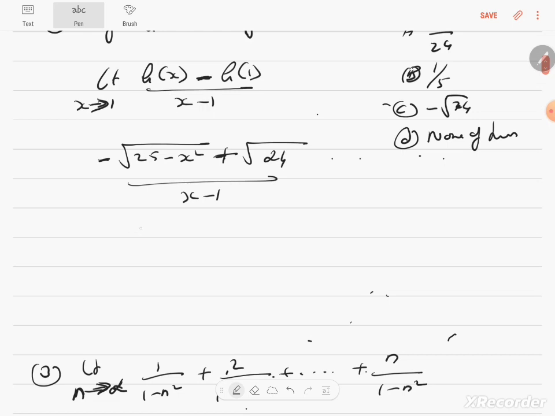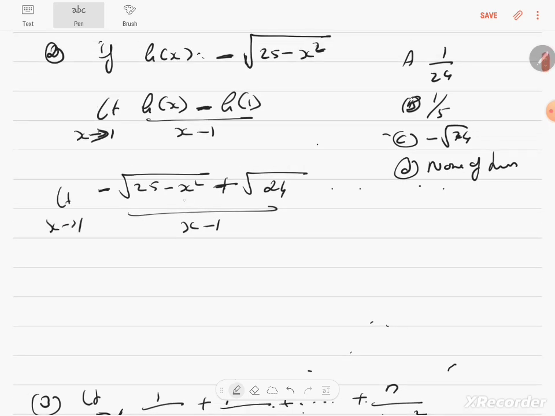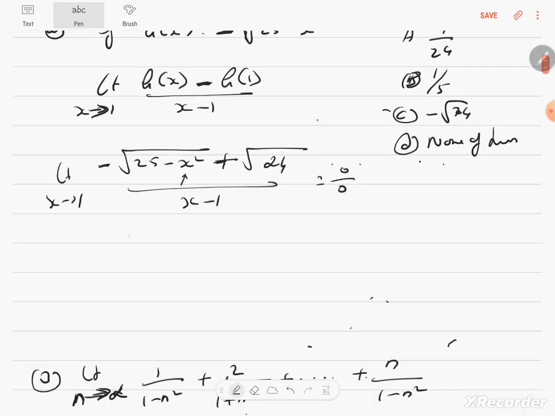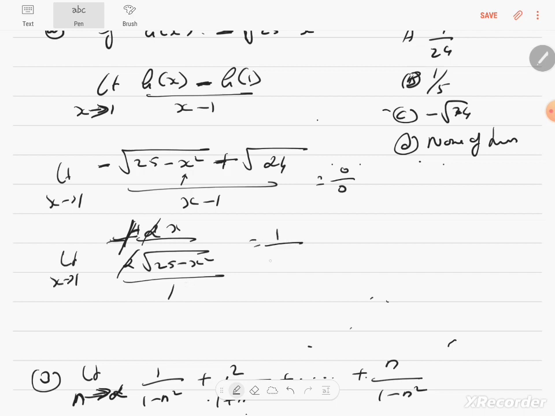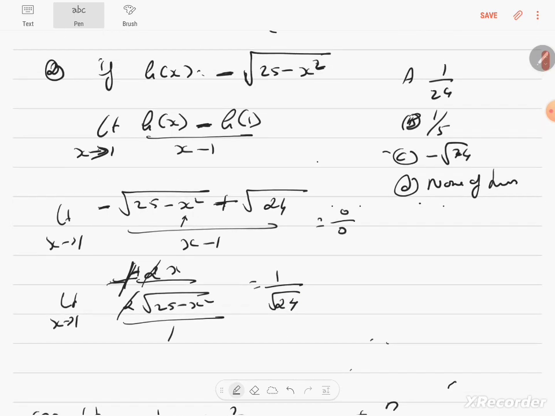So if you put limit x tends to 1, in the place of x you put 1, it will become minus root 24 plus root 24, so 0 by 0 format. If that's 0 by 0 format, you have to think of differentiating. So I'm going to apply L'Hopital rule. It's minus 1 by 2 into root of 25 minus x square into 2x with a negative sign, so it makes it positive. The 2 and 2 get cancelled, plus 0 by 1. So now limit x tends to 1, you will get 1 by root of 25 minus 1, which is 1 by root 24.